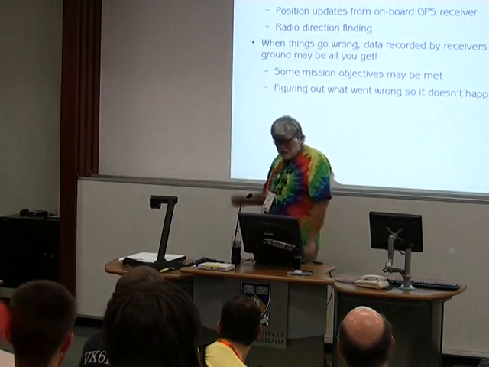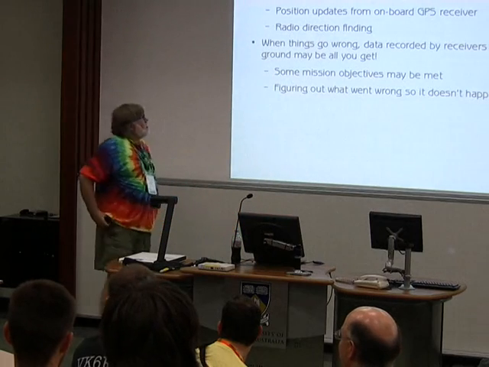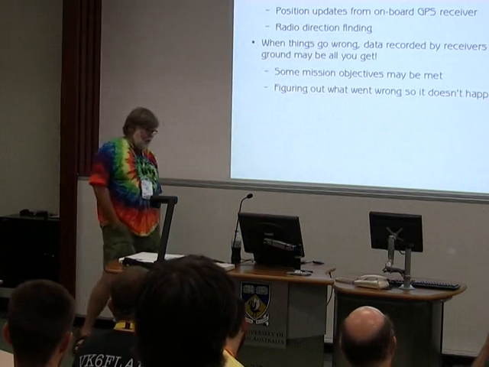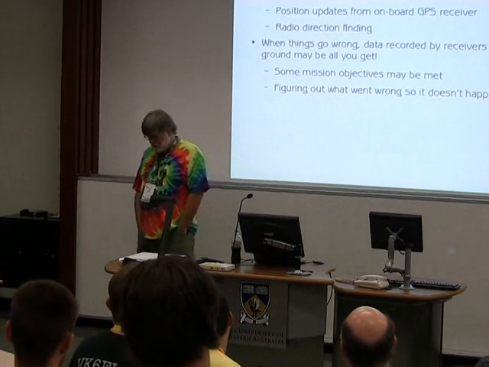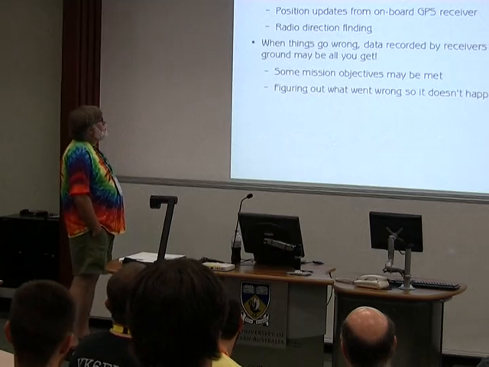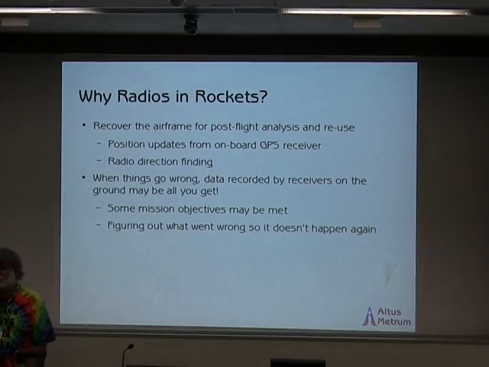Okay, so why do we want radios and rockets to start with? Well, the whole point of flying with the kinds of flight computers that Keith and I work on is that we'd like to be able to recover the airframe for post-flight data analysis and for reuse. These are not like fireworks rockets. They're more like sounding rockets. They're things that we're trying to do stuff with, and we want to get them back and be able to fly them again. So the most important thing we do these days with the radio is we get GPS position updates from a GPS receiver in the airframe to tell us where the airframe is through the entire flight, so that after it's come back to the ground, we know where to go find it.